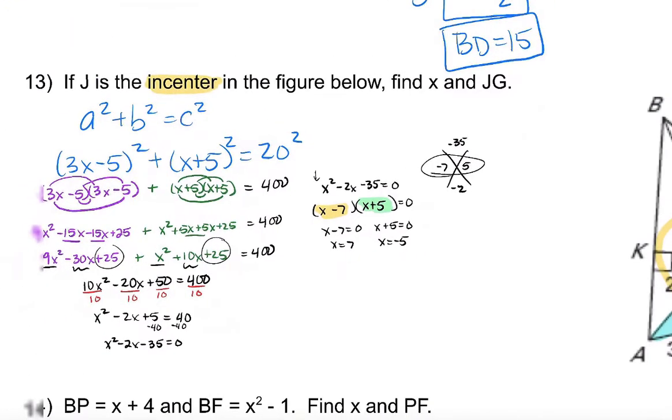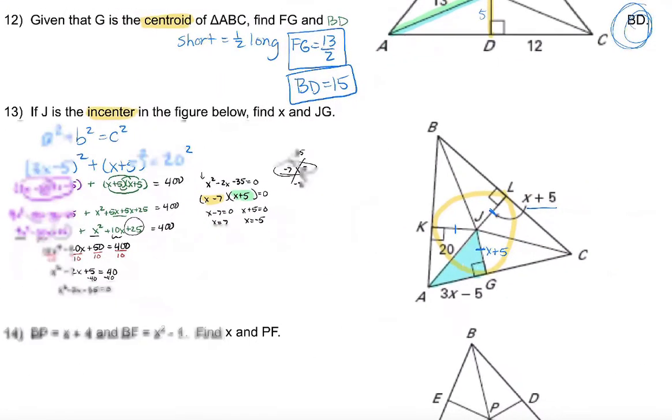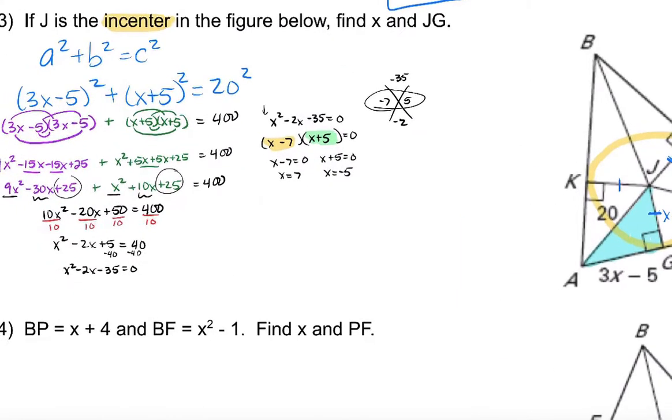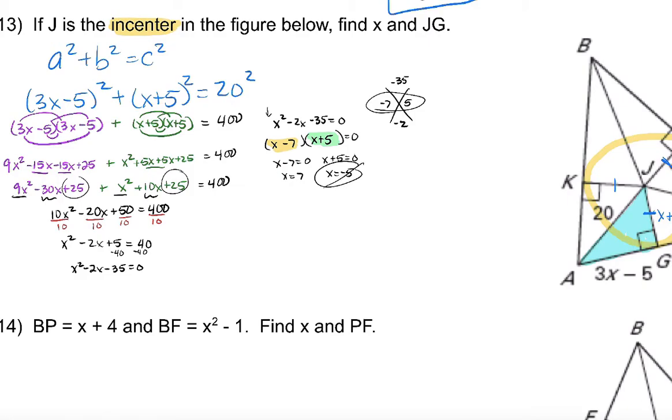Now, before you decide on if they both work, you want to go look at the picture. You want to think about, if I plugged in a 7, would that be okay? If I plugged in a negative 5, would that be okay? Well, look at this. If I plug in a negative 5 right here, I'm going to get 0 for the length of a segment. That makes no sense. So you don't want to have negative 5 as an answer choice, so you want to get rid of that one, and you want to just keep the answer of 7 for x.